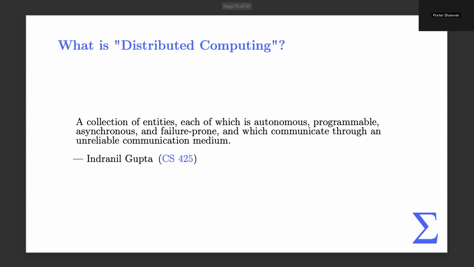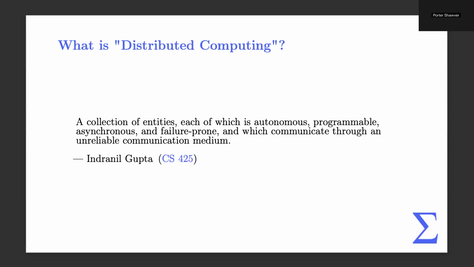To get into more of what that actually means, this is a definition that I stole from Indy, a great professor. Highly recommend taking CS 425 if you ever have the chance. He said distributed computing is a collection of entities, each of which is autonomous, programmable, asynchronous, and failure prone, and which communicate through an unreliable communication medium. So that's a lot.